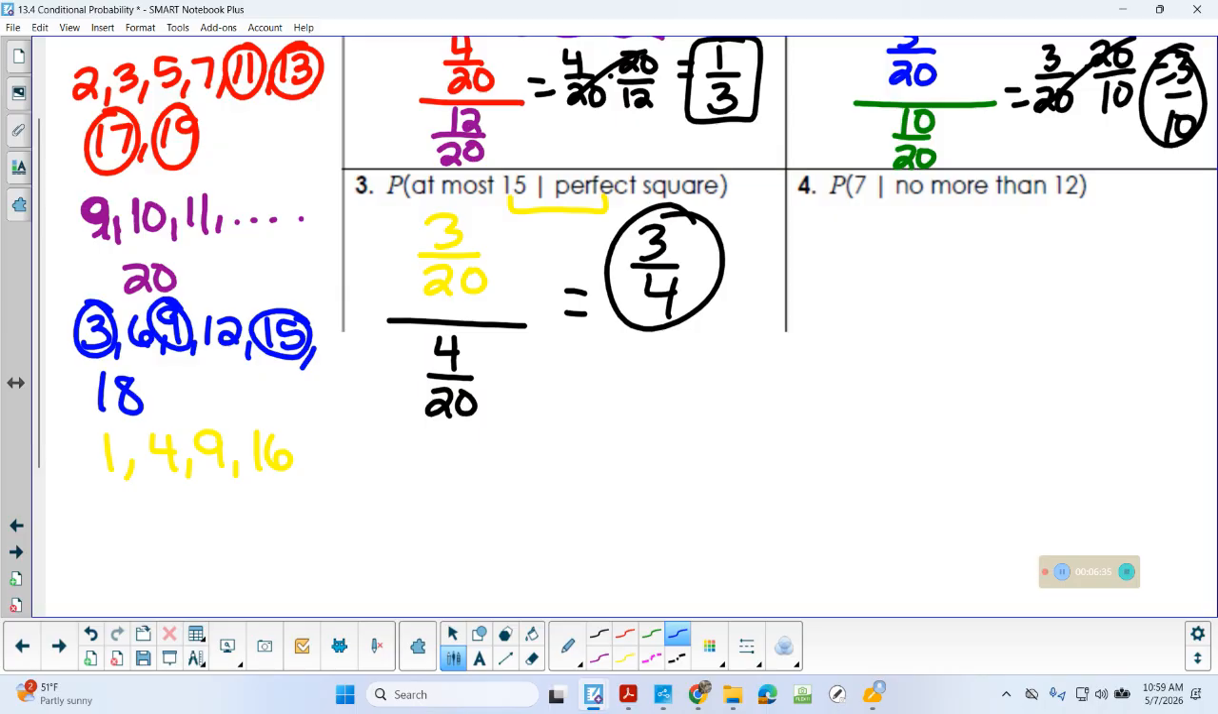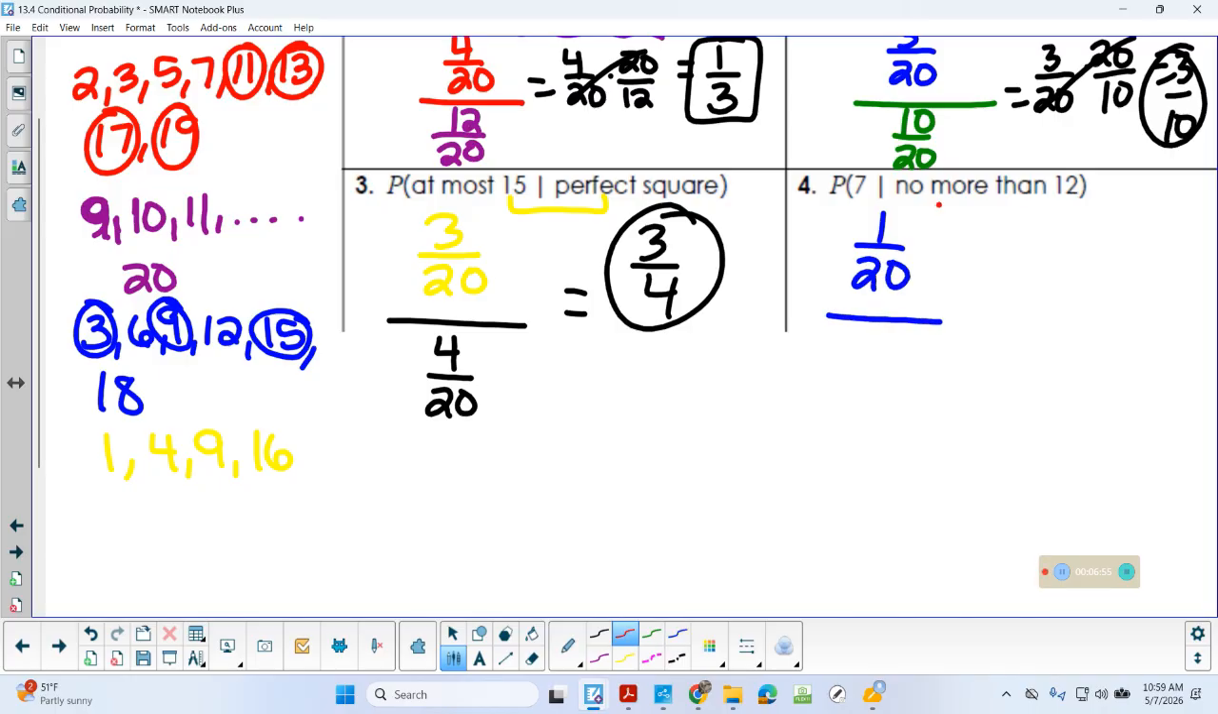All right, let's look at 4. So 7 and no more than 12. So think about the numbers 1 through 20. I'm like, man, that's already wordy. 7 and no more than 12. Well, if I list out the numbers 1 through 12, I mean, how many of them are 7s? 1.